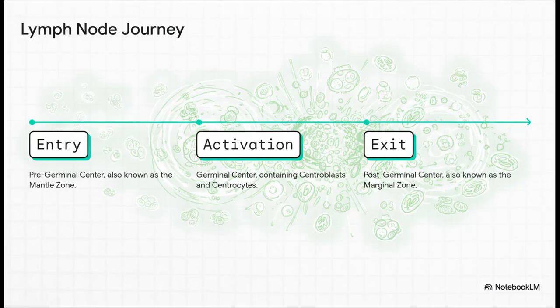Now this lymph node campus has distinct zones. The B cell first arrives in the pre-germinal center area, which we call the mantle zone. From there, it moves into the heart of the action, the germinal center, which is buzzing with cells called centroblasts and centrocytes. And finally, after its training, it exits into the post-germinal center or the marginal zone.